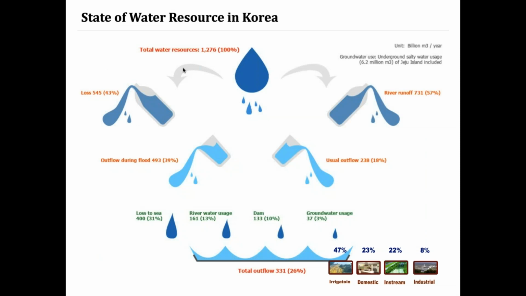Korea has total water resources of over 127 billion cubic meters per year, but out of them, only 26% has been utilized due to spatial and temporal reasons.